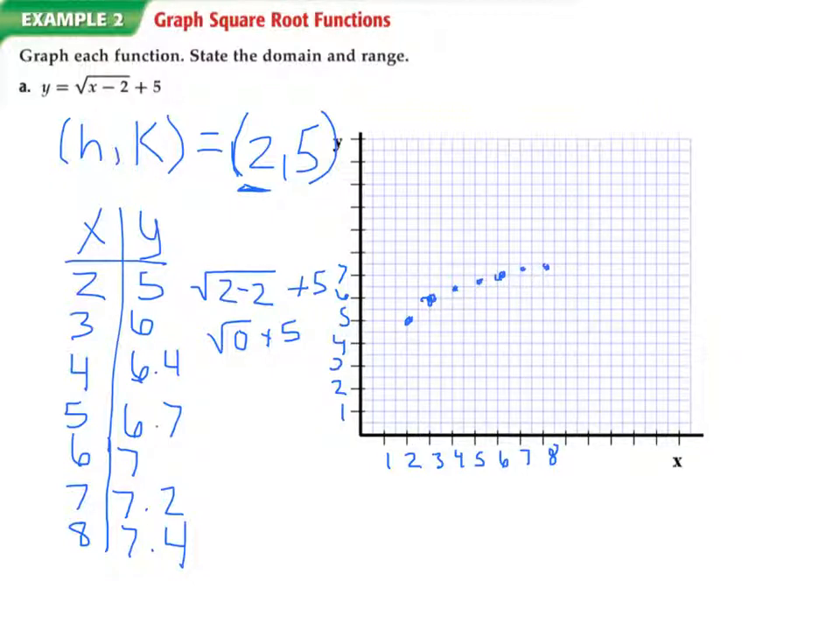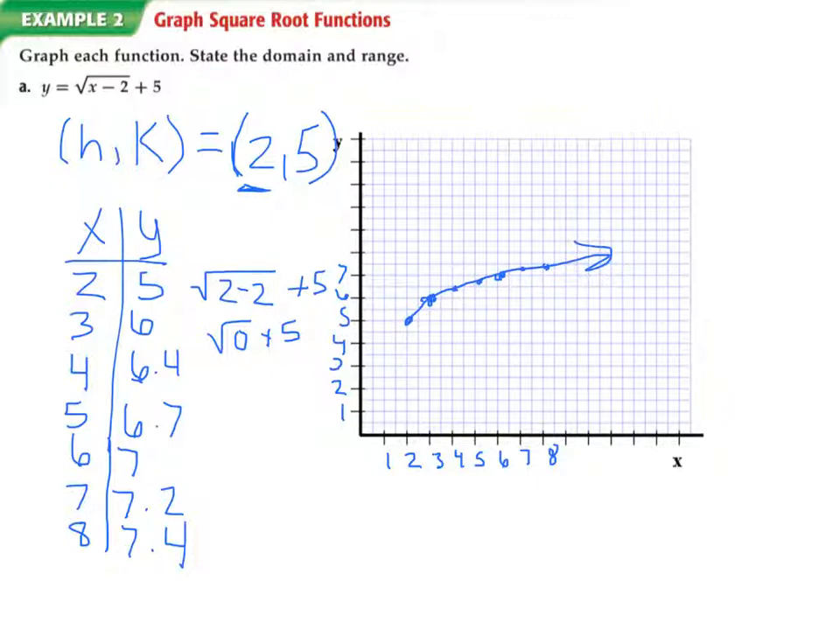So this gives us a really good idea of what our graph looks like. So we can go ahead and draw through these points. And it does look like what it should look like. And we see that 2 is that minimum value. And it is going to be that same shape, that f of x equals x squared. But it's translated 2 units right and 5 units up.